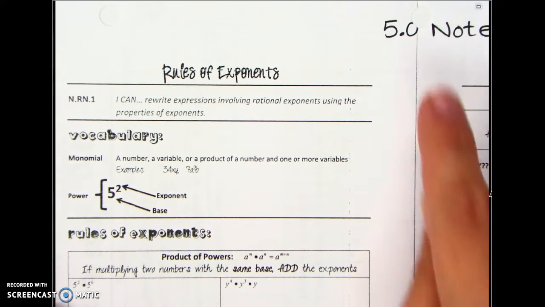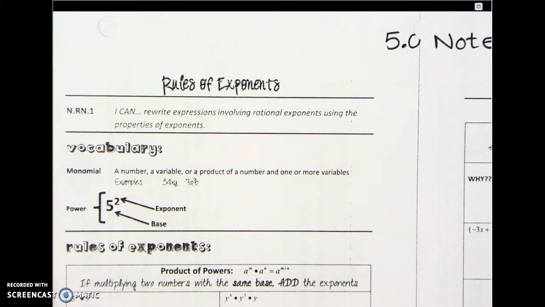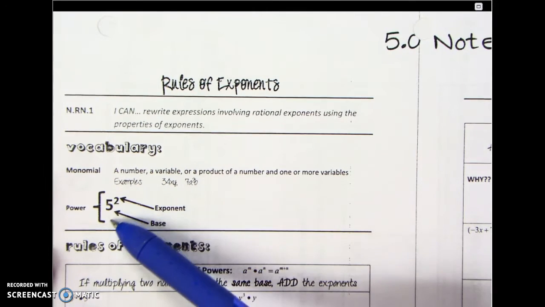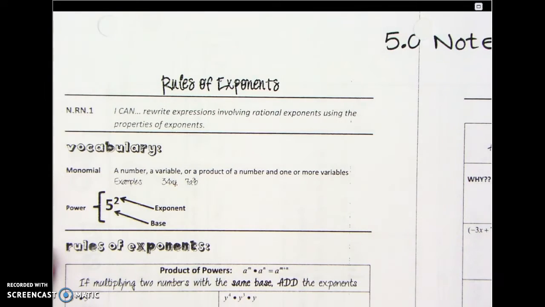Okay, we're on lesson 5.0. It's going to be notes, and we're going to talk about all the rules of exponents. The beginning here should be review, but then it's going to get into new stuff real quickly. So we call this the base and this the exponent, and the whole thing is the power.